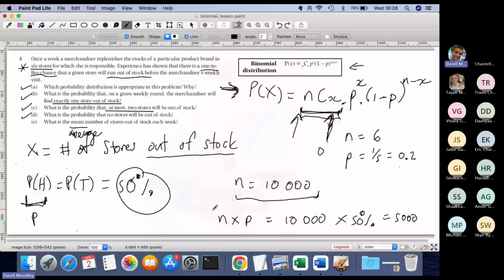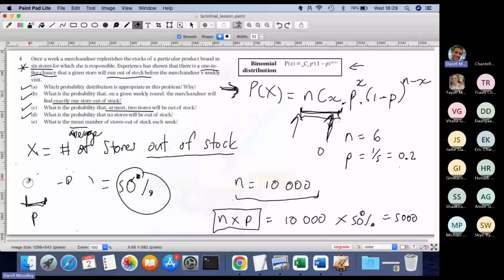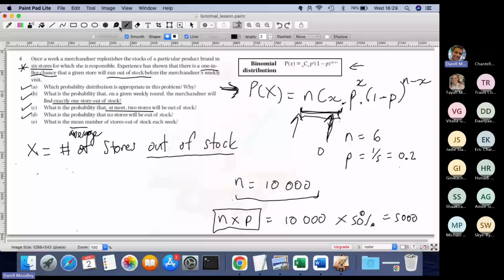You're working out your N times P, and what you've actually worked out is the average number of heads you would get. That's what you've worked out, the average number of heads. So in that same philosophy, now instead of flipping the coin, we don't have a coin. We have the probability of a store being out of stock, right? So we have our P, the probability of a store being out of stock, as being 20%, 0.2, right?